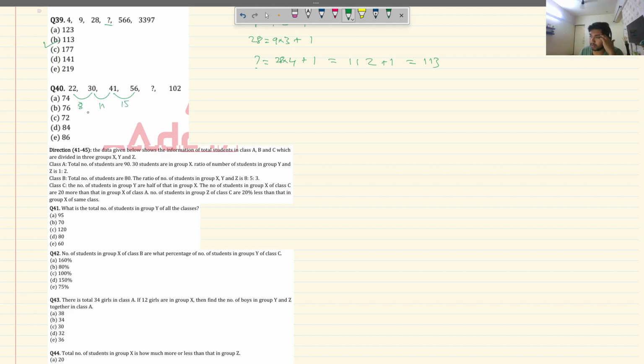Okay, let's take the double difference. 11 minus 8 is 3, 15 minus 11 is 4. So the double difference is increasing by 1. So the next difference is going to be 5. So 15 plus 5, 20. Whatever be the number, that number minus 56 will give me 20. So that number would be 56 plus 20, that means 76. That is my answer. Yes.